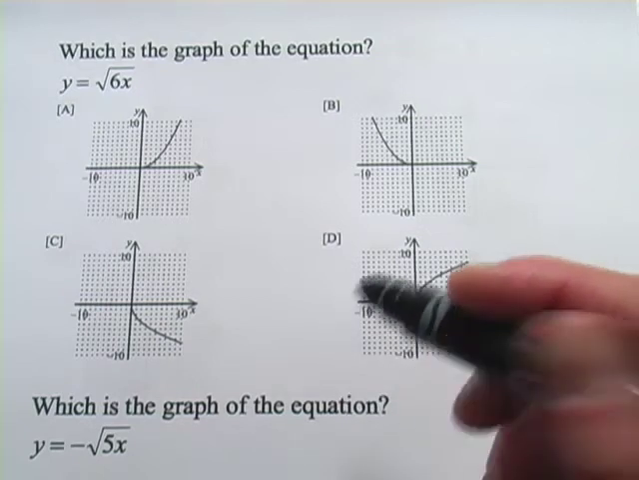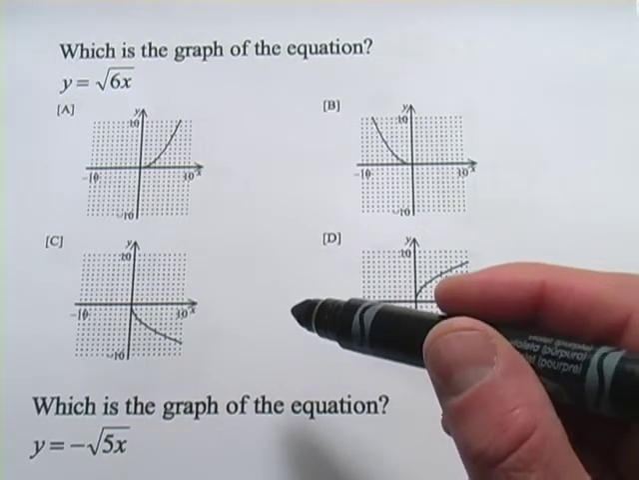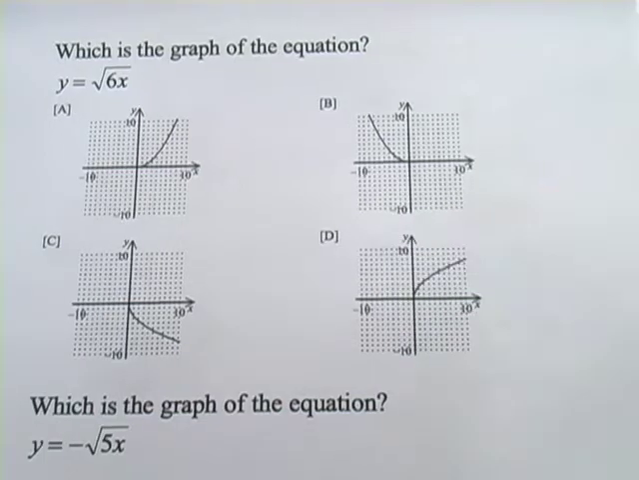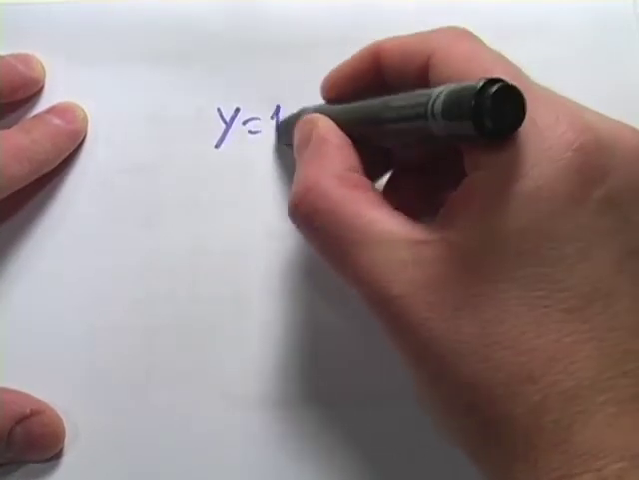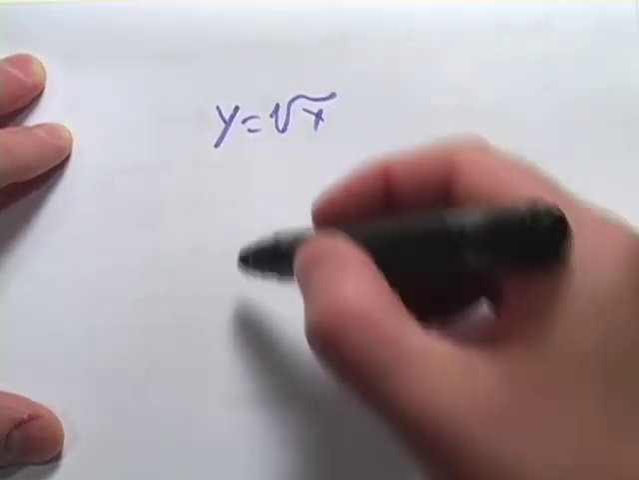In these problems, we're trying to identify some graphs of the square root function. And before we jump into these, let's take a look at what the mother function, as they say, is. So let's just look at y equals the square root of x and what that looks like.